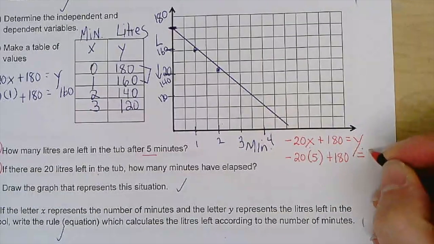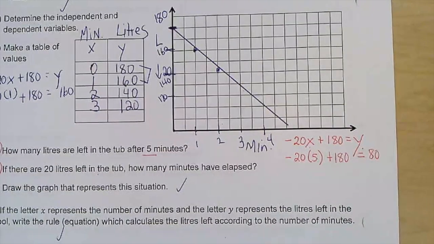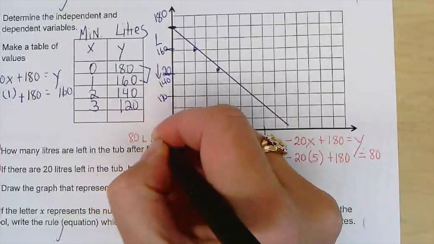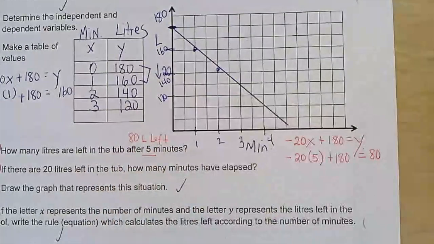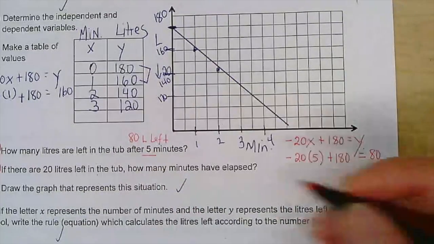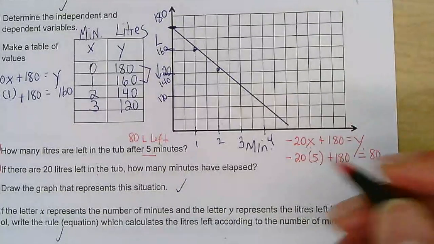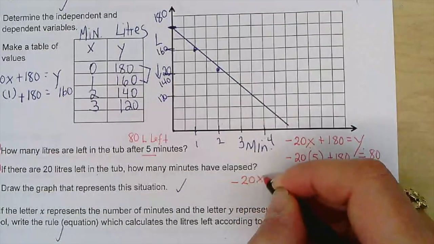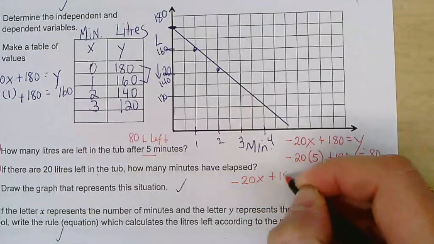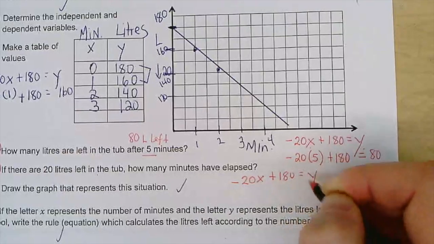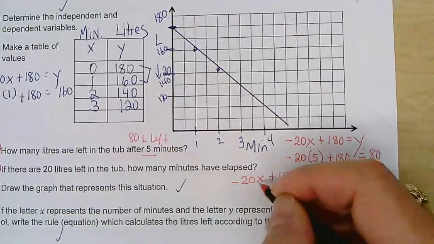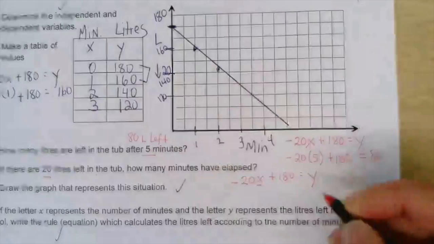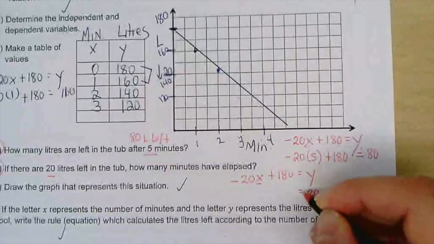80, positive 80. So there's 80 liters left. So when I answer that, how many liters? 80 liters left. Boom. And if there are 20 liters, please pay attention carefully to this question. I have still my general rule of negative 20x plus 180 equals y. The x is not given to me, it's asking for it, but the y is telling me 20 liters. So what happens? How many minutes?